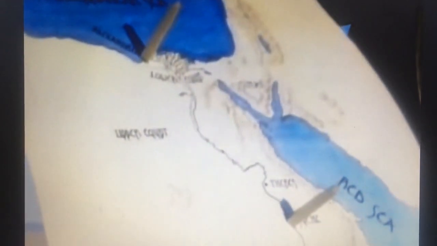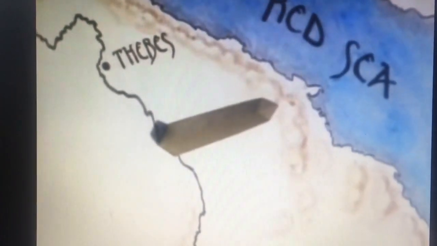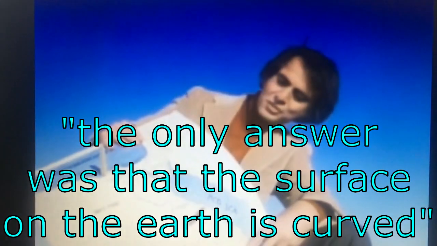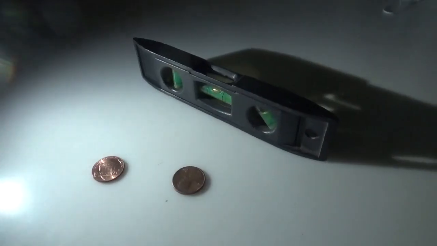But how could it be, Eratosthenes asked, that at the same instant there was no shadow at Syene and a very substantial shadow at Alexandria? The only answer was that the surface of the earth is curved.